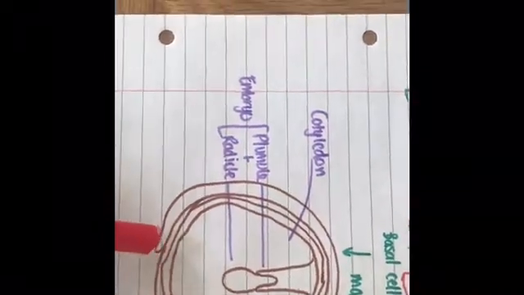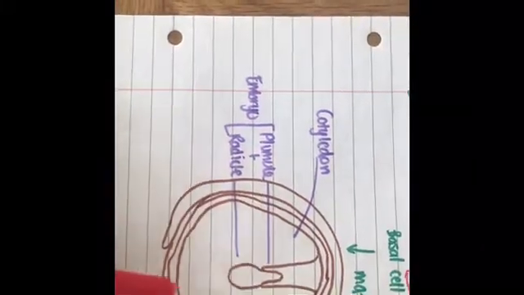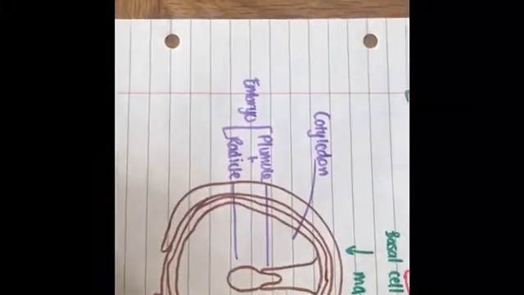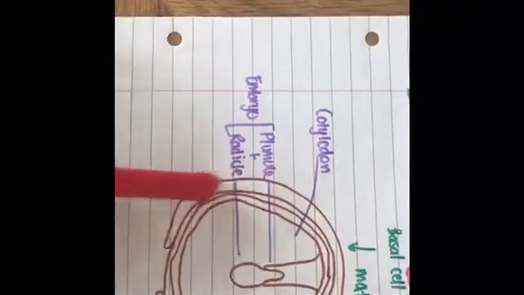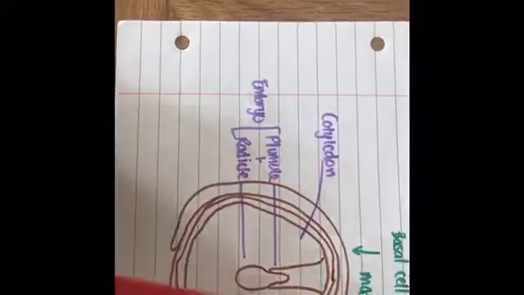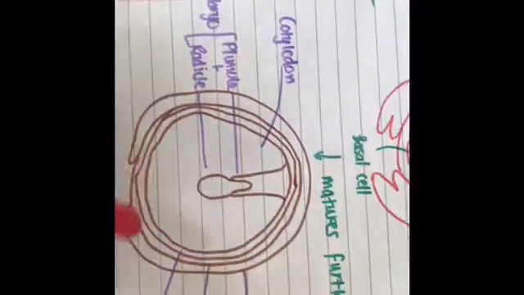So remember again, what is the testa? It was the integuments on the outside. The testa is just the seed covering that's on the outside of the seed.